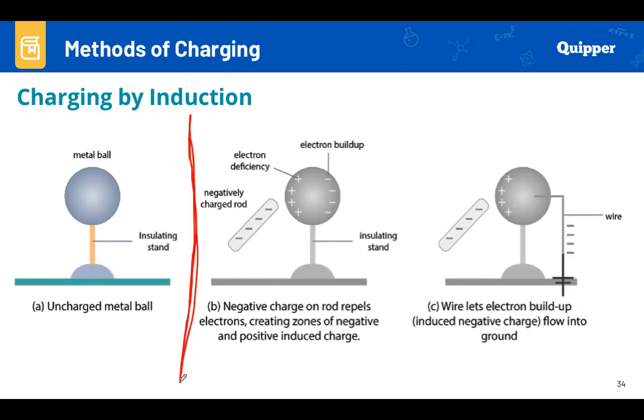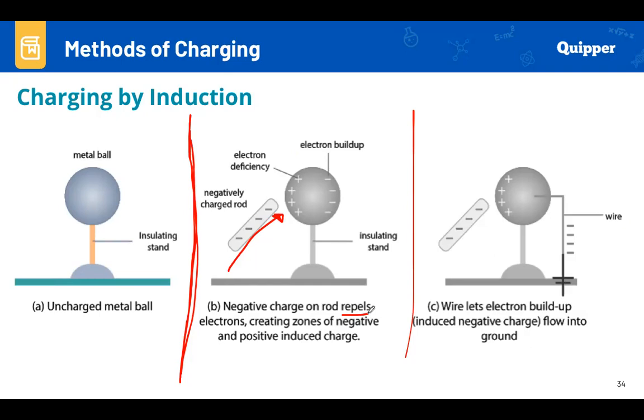So we have a charged metal ball. And then for the next one, negative charge on rod repels electrons, creating zones of negative and positive induced charge. So, yung metal na to, it includes electrons and protons. So, if we will magdidikit tayo ng isang negatively charged rod, ano mangyayari doon sa ating metal ball? Okay, negative charge on a rod repels electrons. Repels. Ano repels? Maghihiwalay. Okay, creating zones of negative and positive induced charge. So kumbaga, mamimix yung negatively charged doon sa metal ball na yan, and then makakaroon na tayo ng static electricity.